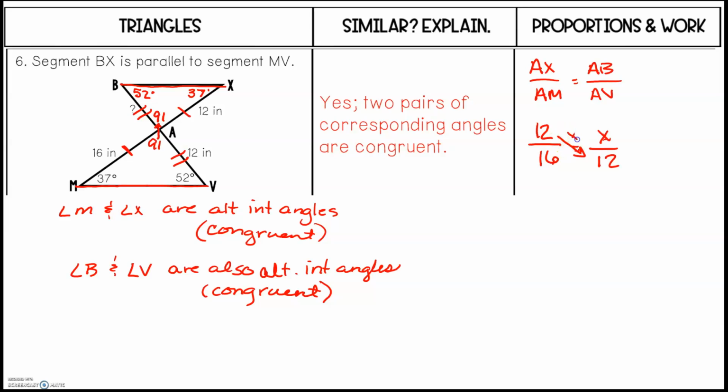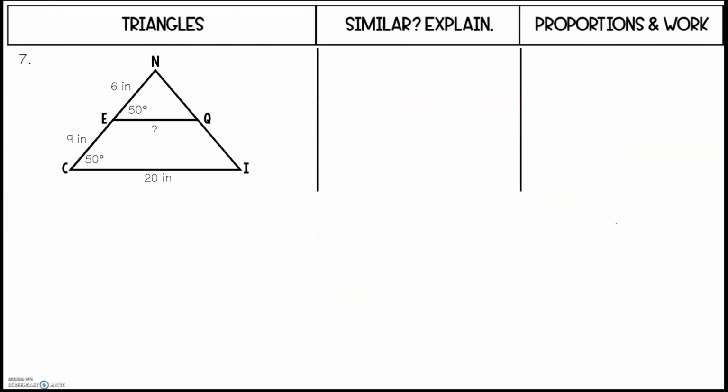Then we cross multiply and we're going to divide. So 12 times 12 is 144, and we're going to divide that by 16. Okay, so we divide by 16 on both sides, and 16 goes into 144 exactly 9 times. So that missing side length is 9 inches. Okay, number 7.